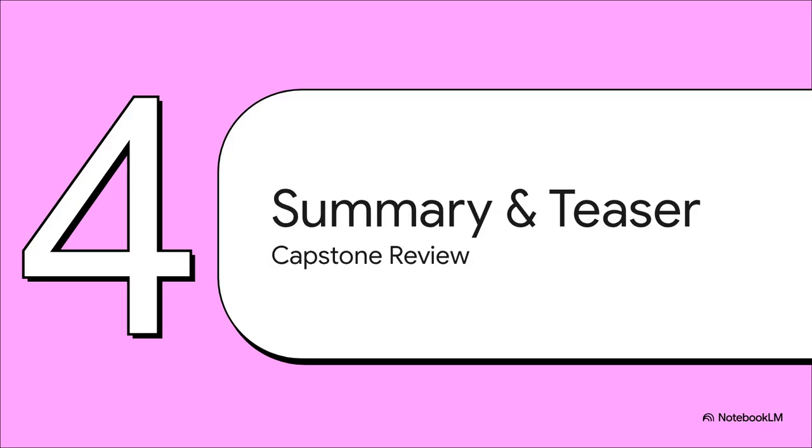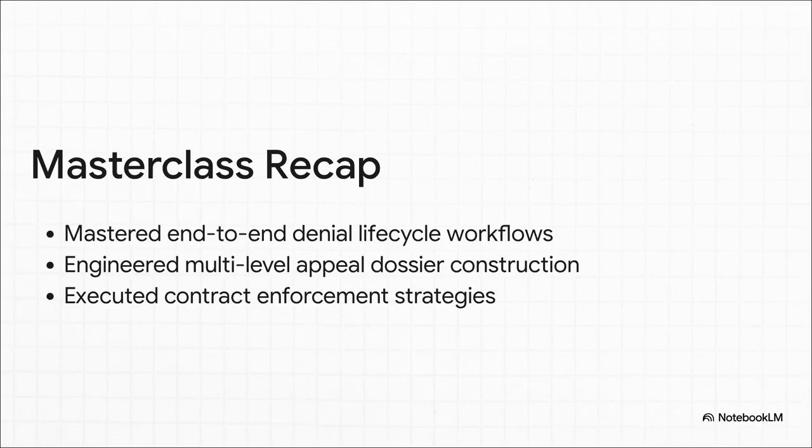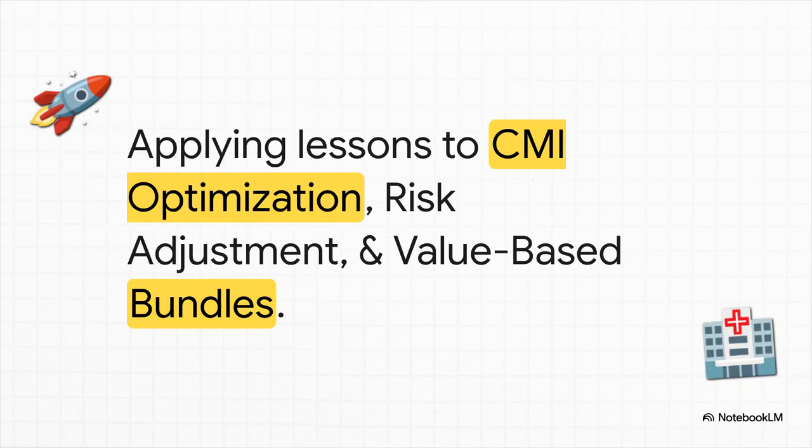And finally, let's wrap up with Section 4, our capstone summary and teaser. We have covered an immense amount of ground today on how to protect the integrity of our hospital's revenue. Just to quickly recap our overarching themes. First, we mastered tracking the end-to-end denial lifecycle using ERA and root cause analysis. Second, we engineered the construction of that undeniable multi-level clinical appeal dossier, combining solid clinical guidelines with coding rules. And third, we laid out the heavy artillery, executing commercial contract enforcement and executive escalation strategies to ensure total payer accountability. Up next, in Part 145, we are going to take everything we've learned so far and apply it to health system CMI optimization, risk adjustment, and value-based bundles.